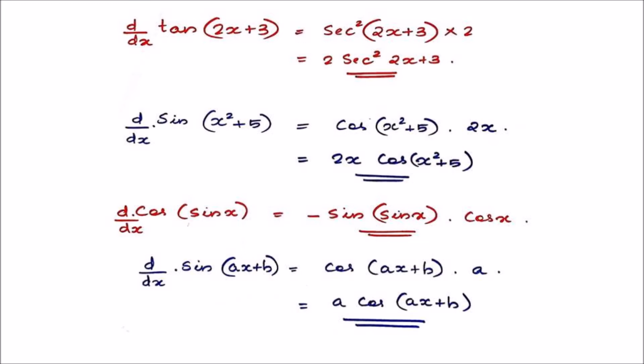So we can simply write the answer as minus sin x into cos x. Now the last one is here, d by dx of sin(ax plus b). For sin it's cos, so cos(ax plus b) into derivative of ax plus b, that is a. So the answer is a cos(ax plus b).